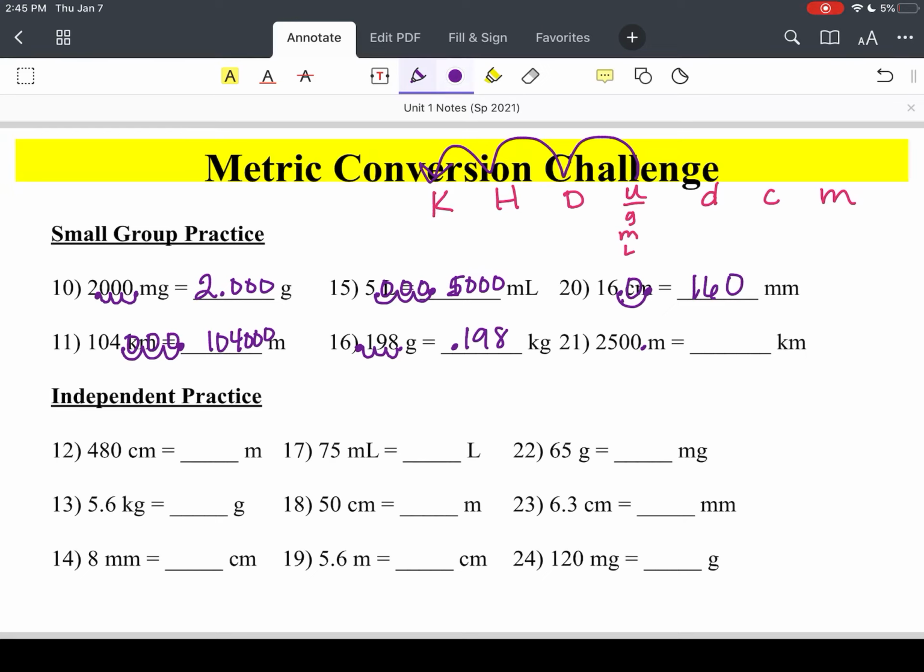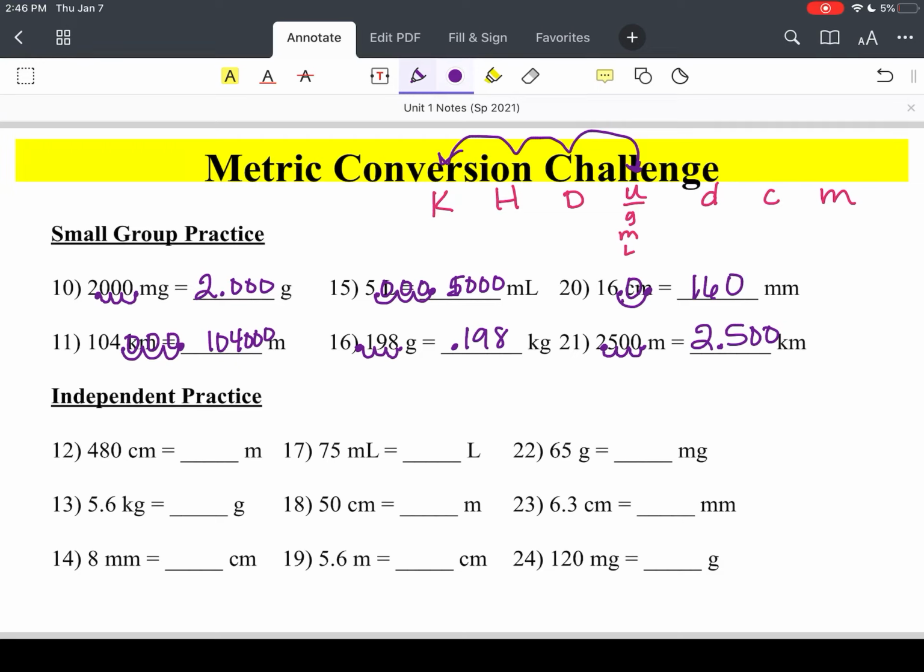In this case, here's my decimal right at the end. I'm going from meters to kilometers. So here's my meters. 1, 2, 3. 3 to the left. 1, 2, 3. 3 to the left. 2.5. You can write the 0, 0 if you want to.